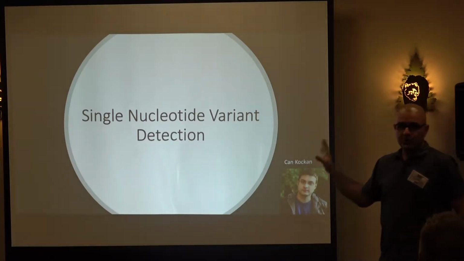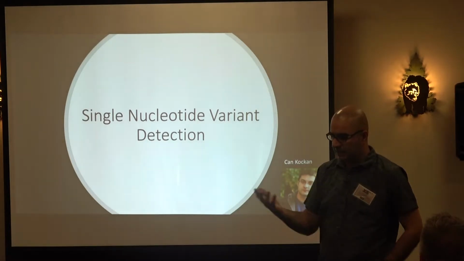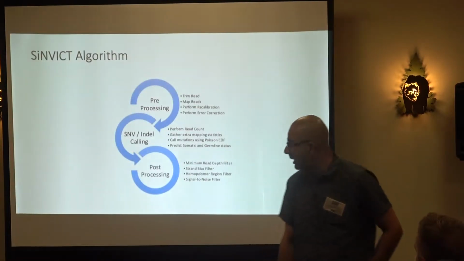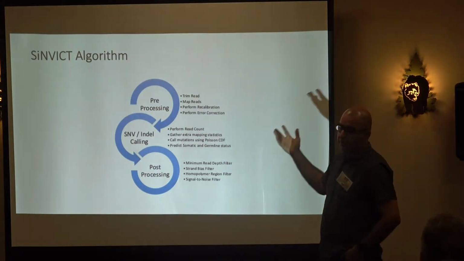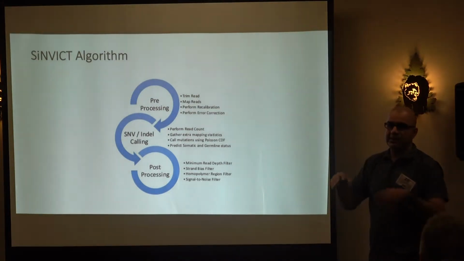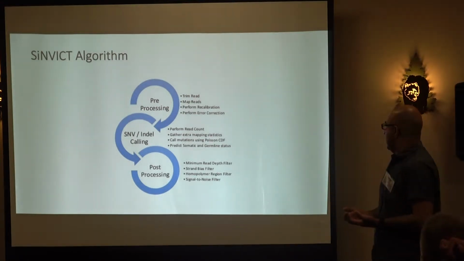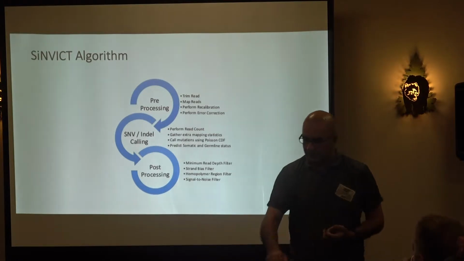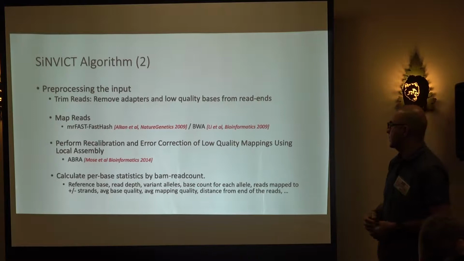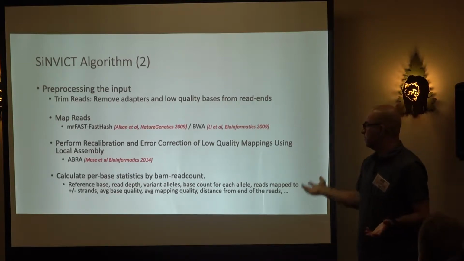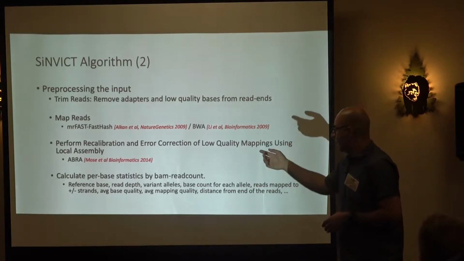I'm not going to go too much into detail because there's a huge body of work, and most of you are very familiar with single nucleotide variant detection. Most single nucleotide variant callers basically start with some pre-processing and some post-processing, and this is what matters mainly in calling high confidence variants. So to give you a little more detail, you pre-process reads, trim the adapters, and map the reads with any popular mapper. You do recalibration and error correction.